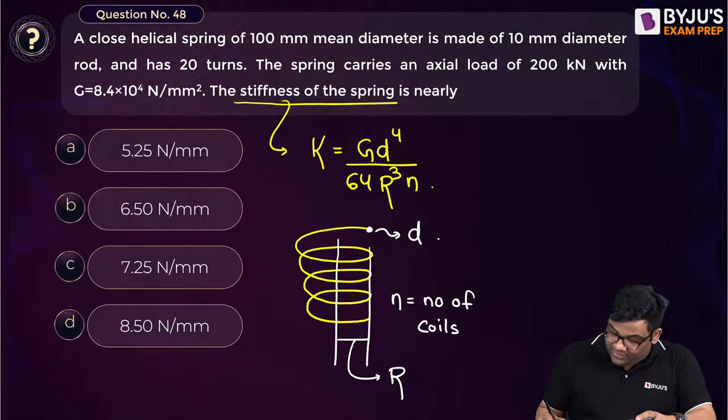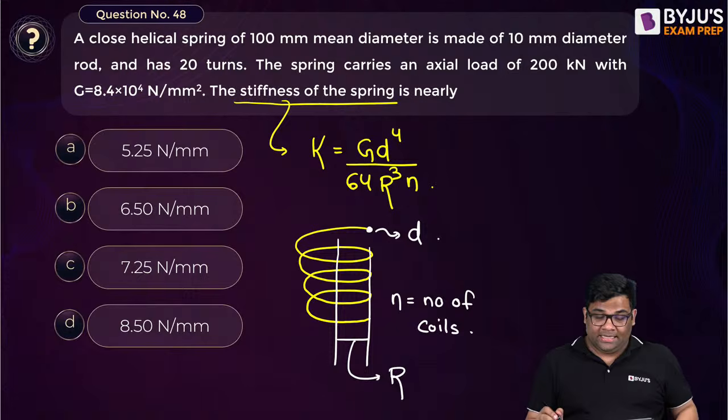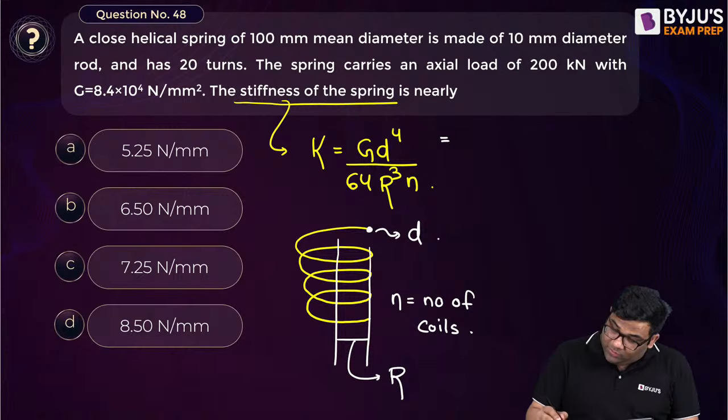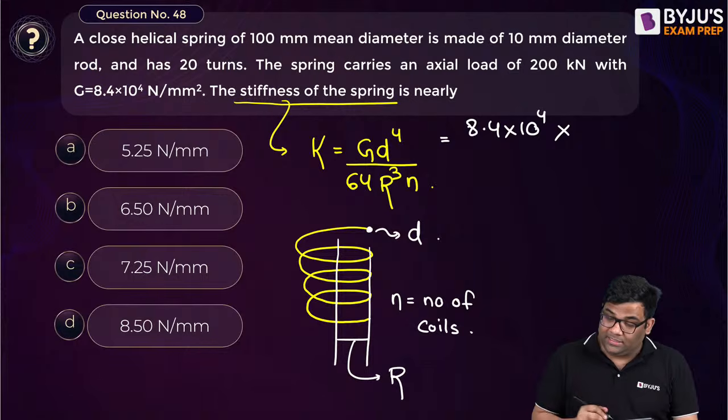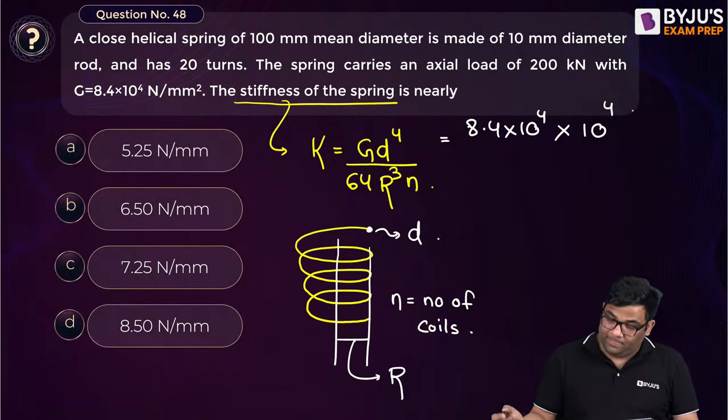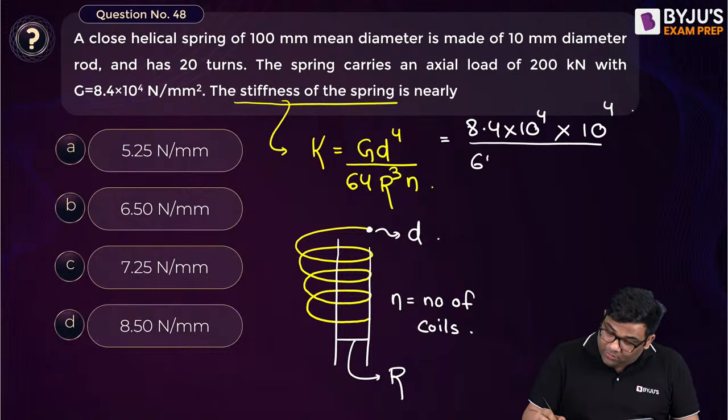So if you want to express the stiffness in Newton per meter, I'll put everything in Newton and mm. G is 8.4 into 10 to the power 4 Newton per mm squared. D is given as 10 mm, so 10 to the power 4, divided by 64.